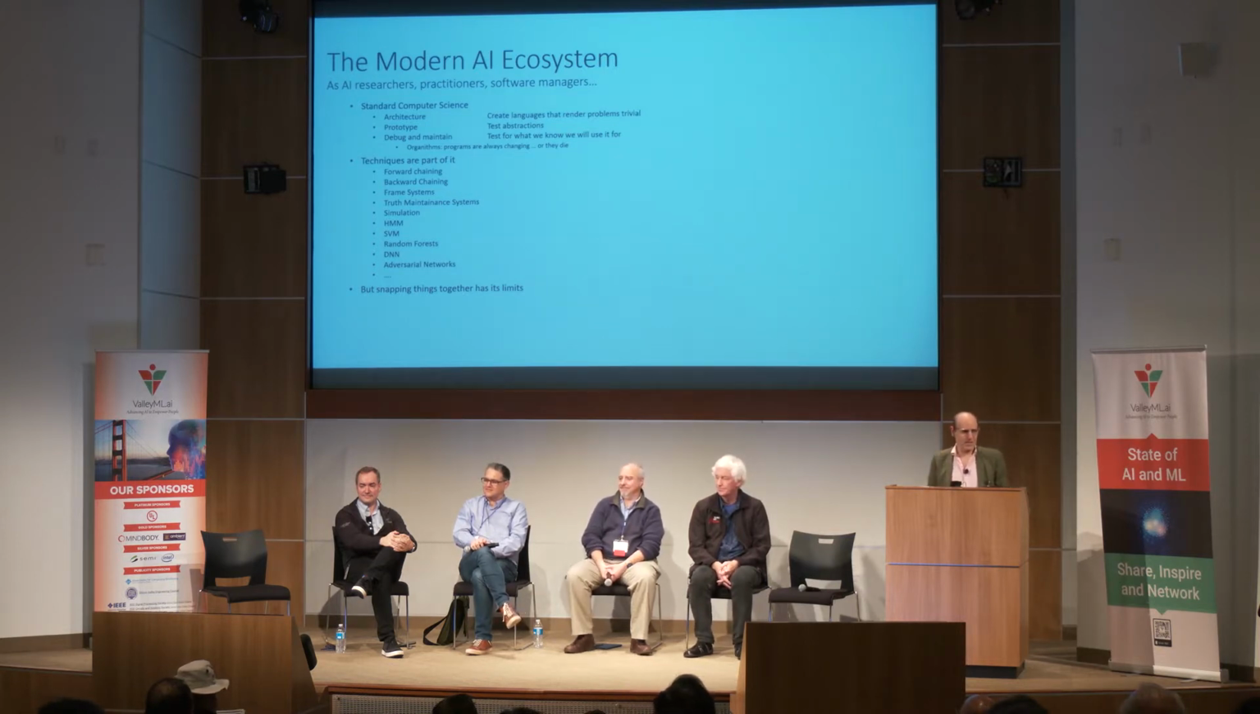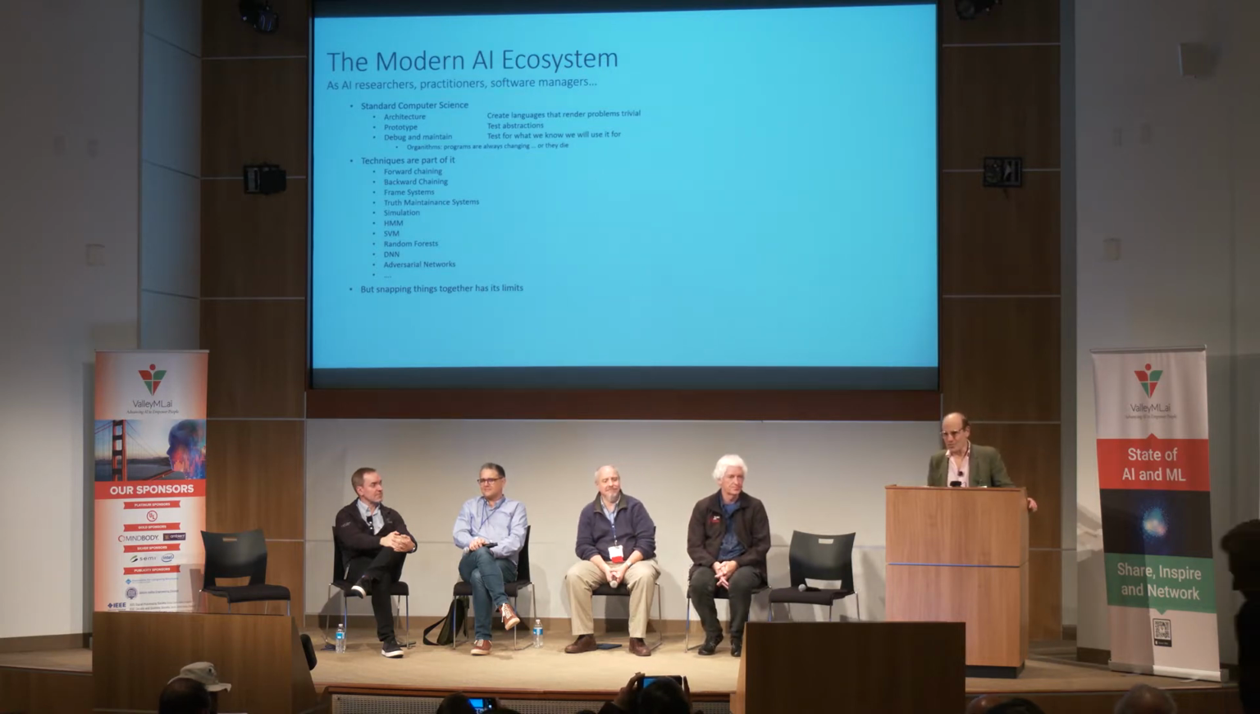From the beginning of AI, in the 40s, Hebb wrote a book about neural nets. It's not a brand new idea, but we've been using rules and forward chaining and backward chaining and frame systems and truth maintenance systems and simulation and HMMs and SVMs and random forests and DNNs and RNNs and CNNs and adversarial networks. The question is, as we're using all these things, do we really know what we're using?